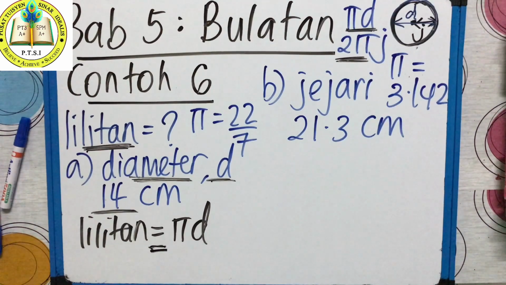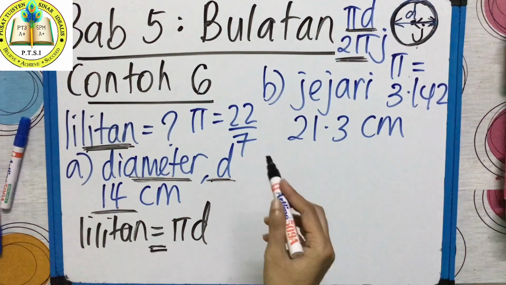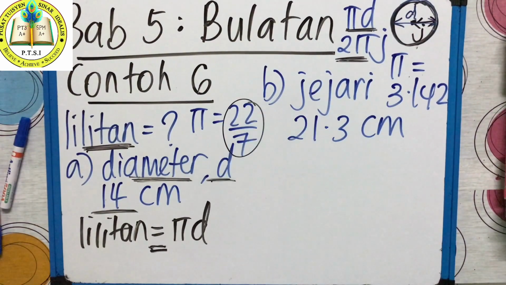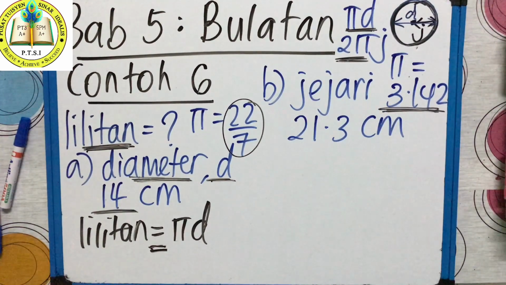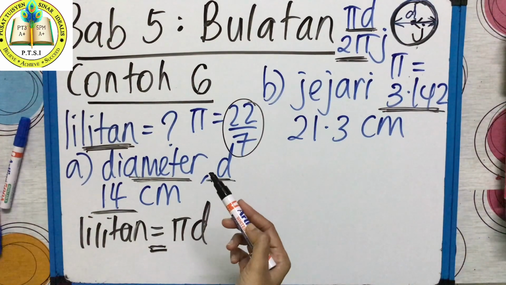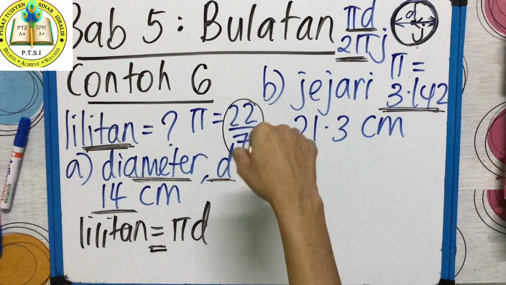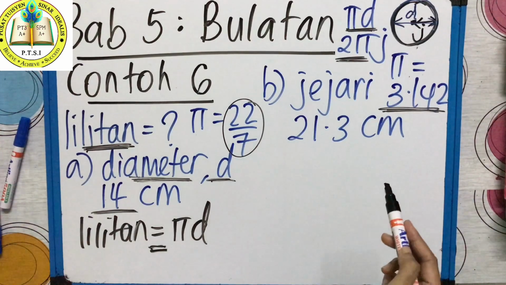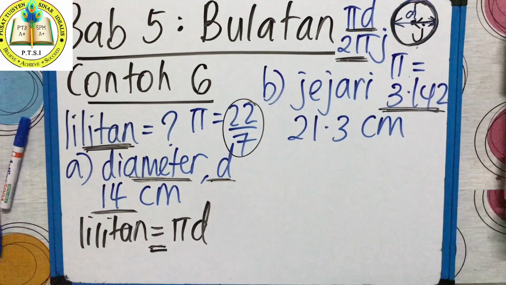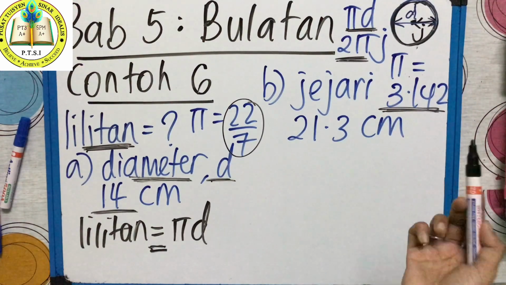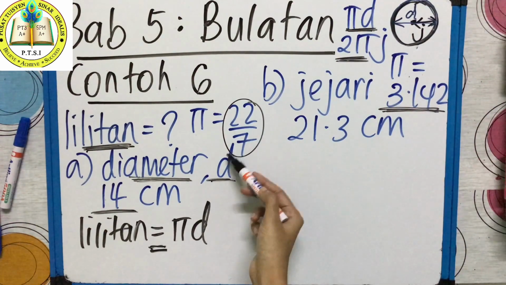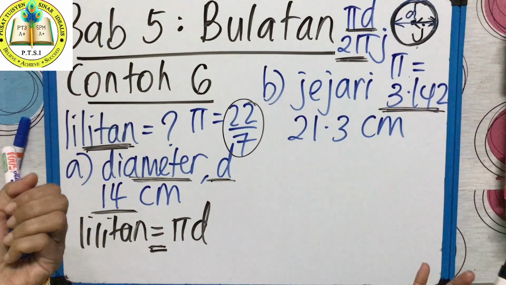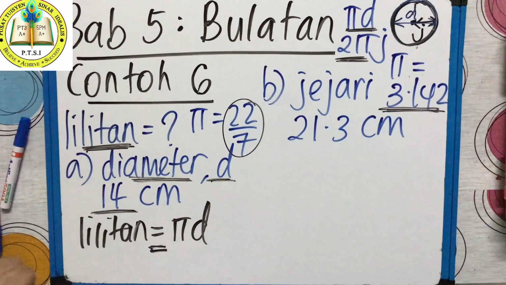Okay, now the pi. Can you see this pi here? Okay, apa nilai yang diberi untuk pi? Ingat kelas, pi ada dua nilai. Satu 22/7. Lagi satu 3.142. You have two pi value. If the question asks you to use this pi 22/7, you use this. If the question asks you to use this pi 3.142, you use this. Actually, both is same. Yang ini dalam bentuk pecahan, yang ini dalam bentuk perpuluhan. Fraction form, decimal form is the same. Kamu boleh tekan calculator and you can check and see.